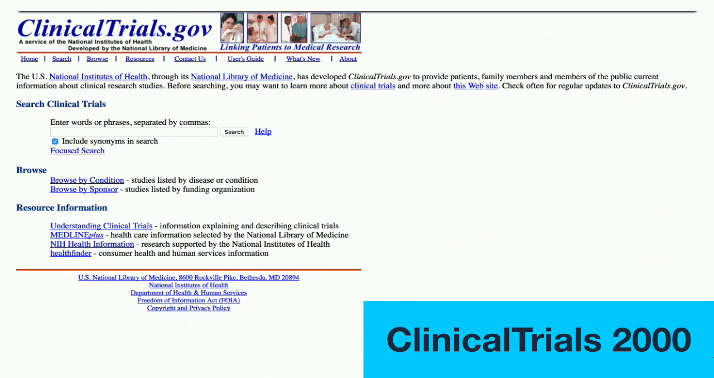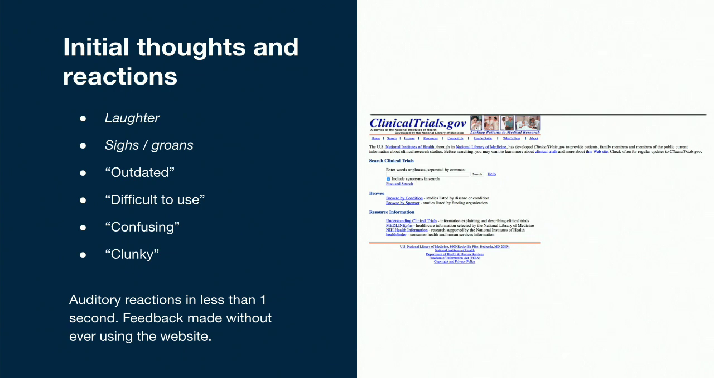And this is the website of clinicaltrials.gov in the year 2000. And in government, we often see websites that look like this. And some of the initial reactions I get from people when I show them that image are auditory responses in less than 1 second. Kind of like the way that y'all laughed at the monster truck rally. A sort of sigh of nostalgia or a groan for the poor users that had to look at it.